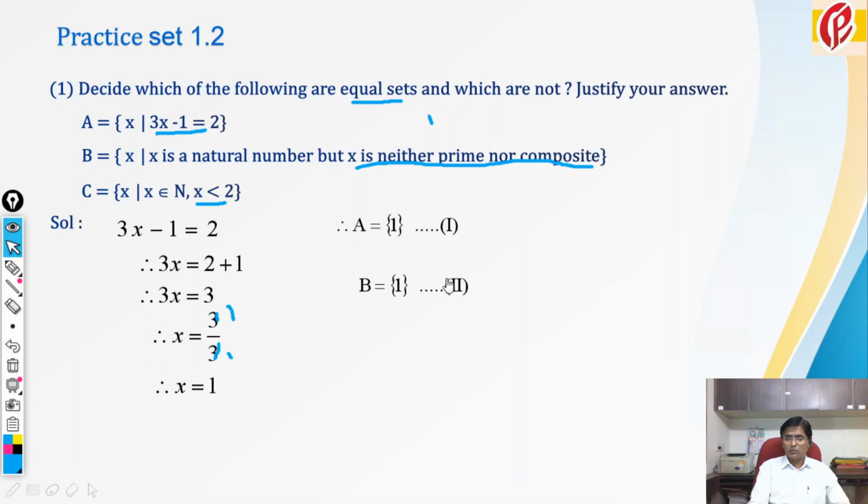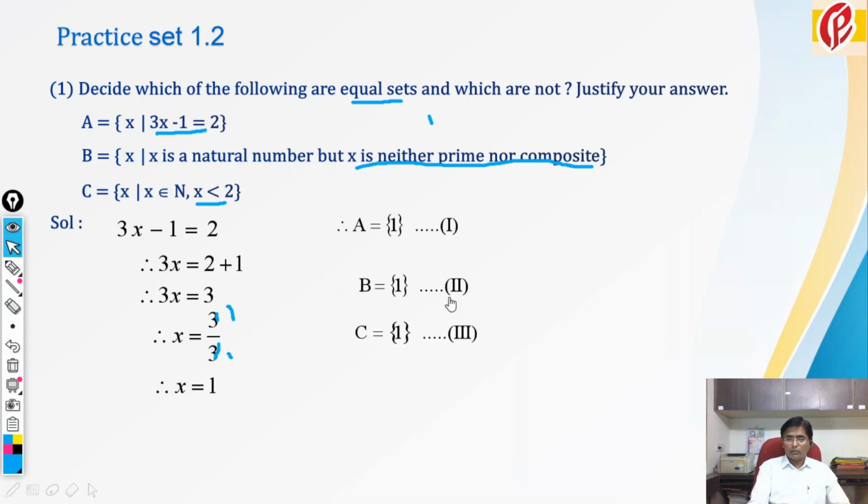Say 2. Statement 2. Next, C is equal to {x such that x belongs to N}. x belongs to N means x is a natural number. And natural numbers are 1, 2, 3, and so on. But here x is less than 2. So which natural number is less than 2? Yes, 1 is less than 2. So 1 is the element of this set C. So C is equal to {1}. This is statement 3.